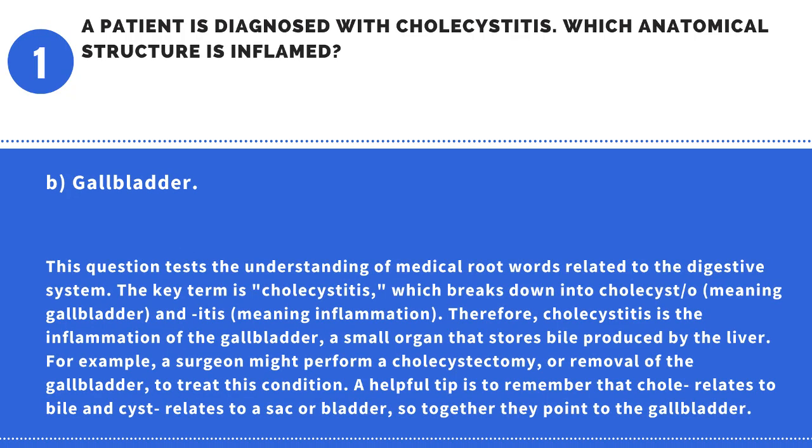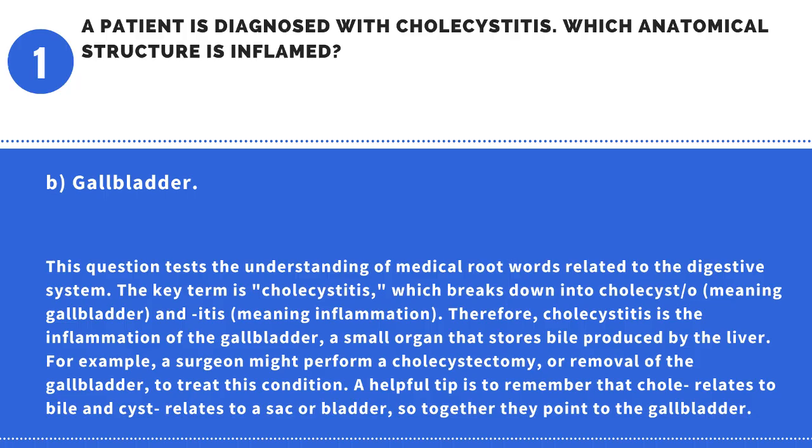Answer: B. Gallbladder. This question tests the understanding of medical root words related to the digestive system. The key term is cholecystitis, which breaks down into cholecyst/o, meaning gallbladder, and itis, meaning inflammation. Therefore, cholecystitis is the inflammation of the gallbladder, a small organ that stores bile produced by the liver.